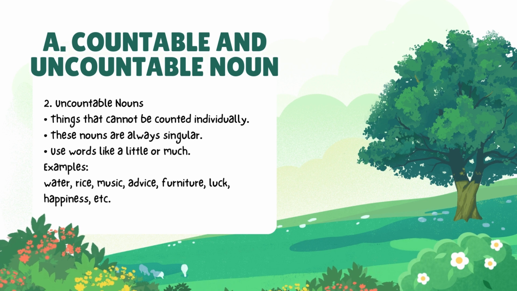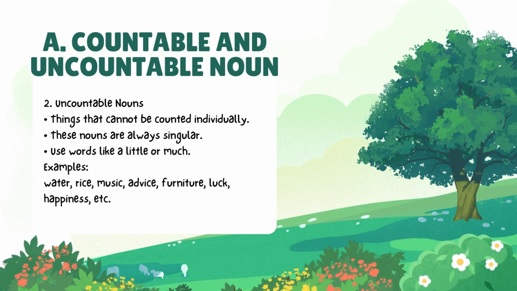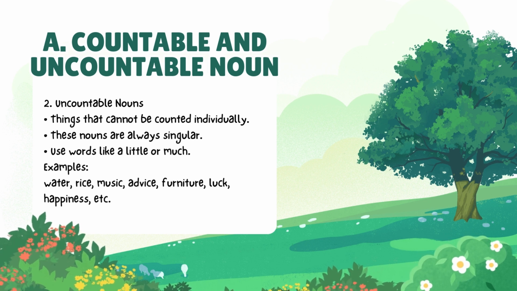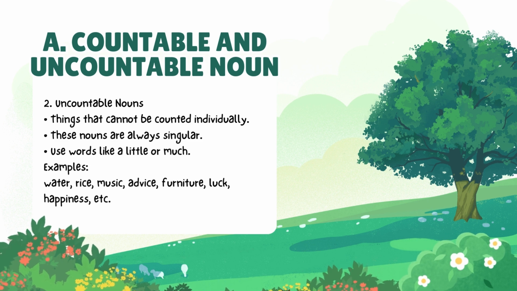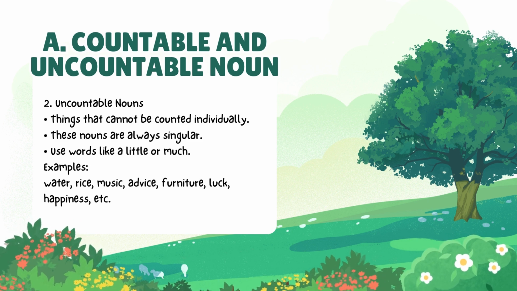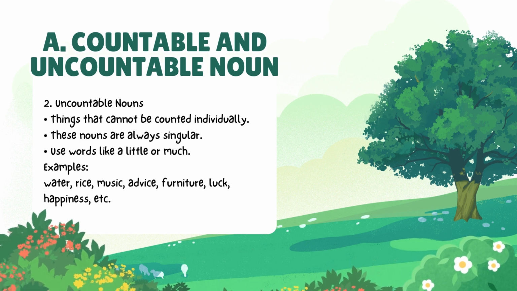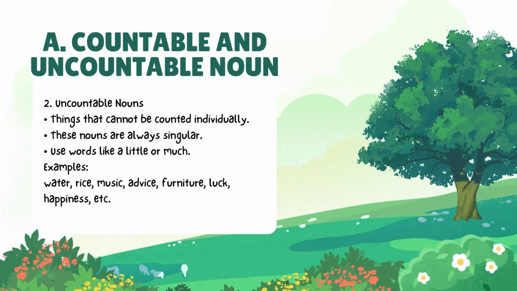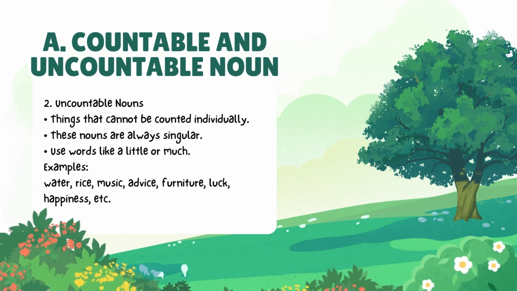Now for uncountable nouns. These are things you cannot count, like water or rice. You don't say 1 rice, 2 rices, right? These nouns are always singular. For examples, water, music, furniture, and happiness. For these, we use words like a little or much.